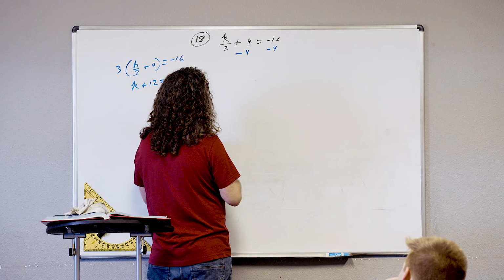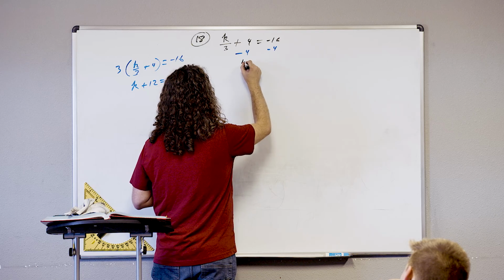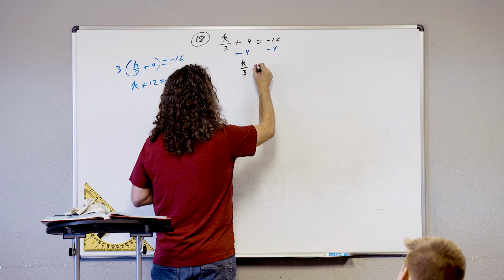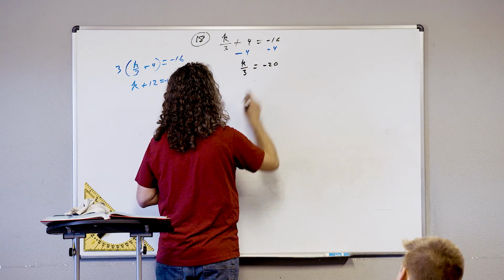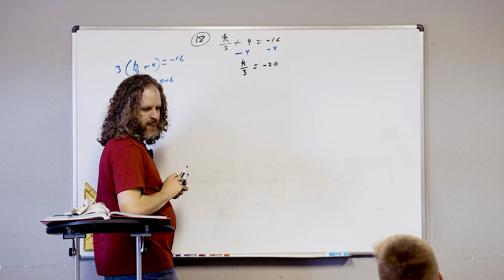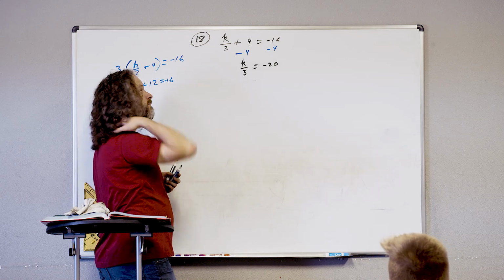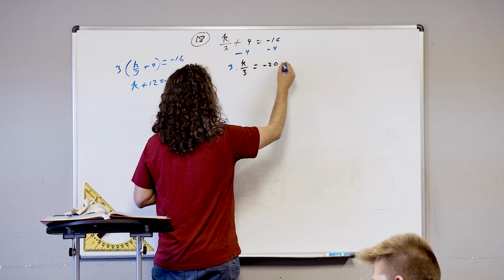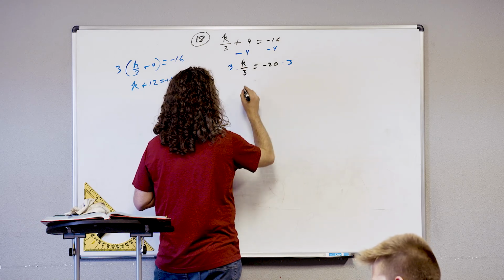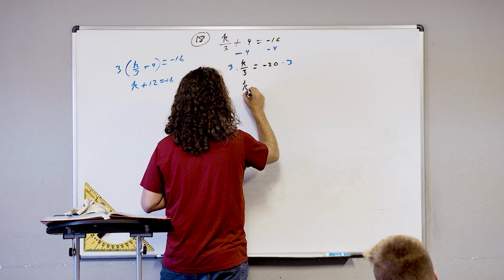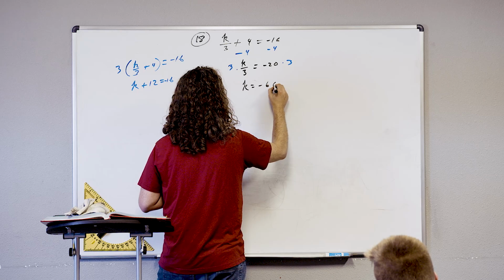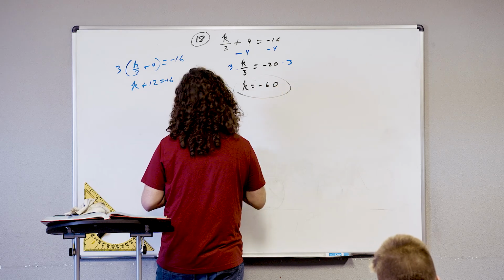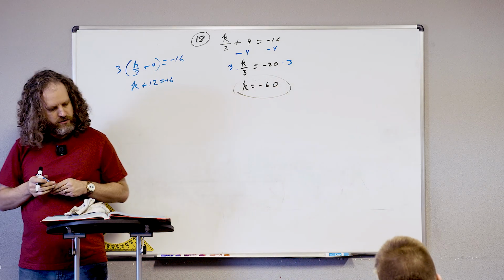So we have k over 3 equals negative 20. Now what? It's divided now. So k equals negative 60. Sure.